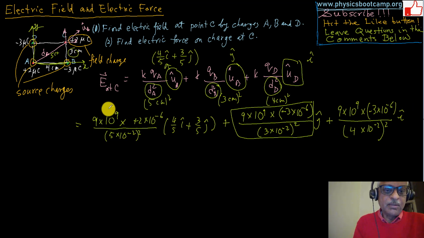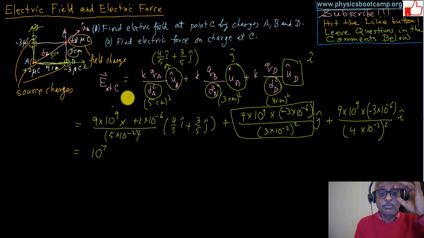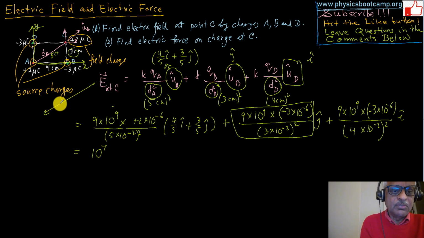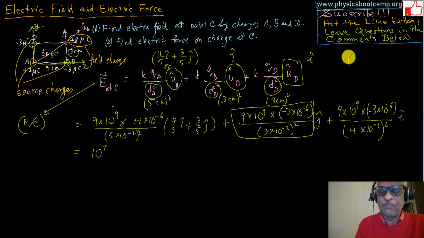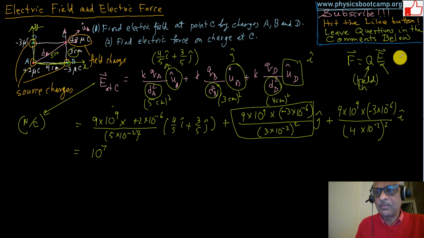Now you can look at all the powers of 10. Everything has a power of 10 to the power 7: 9 minus 6 is 3, and then plus 4 comes up, that makes it 7. And the unit of this will be Newton over Coulomb, because as you know, we had force equals charge times electric field, and so if this is Newton and this is Coulomb, then this is Newton over Coulomb.